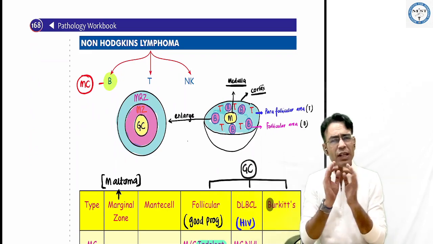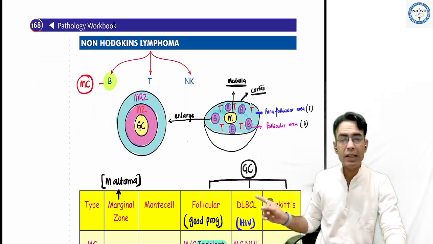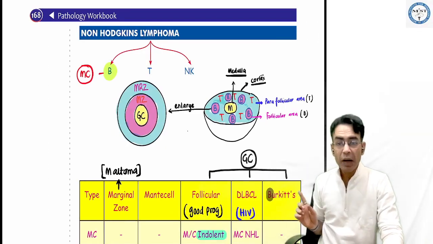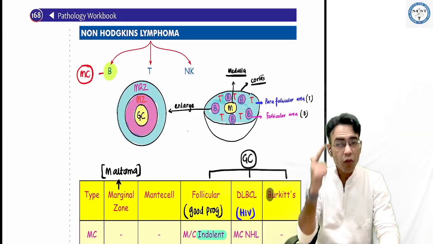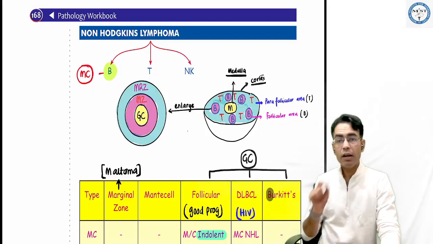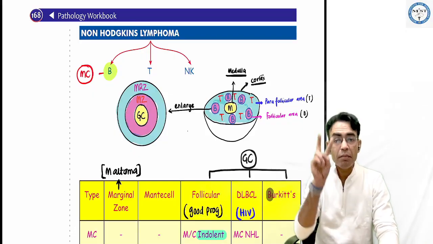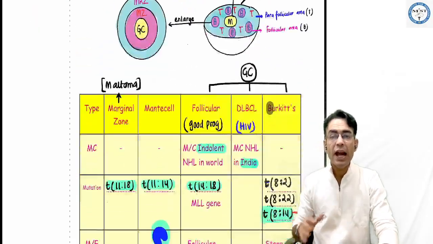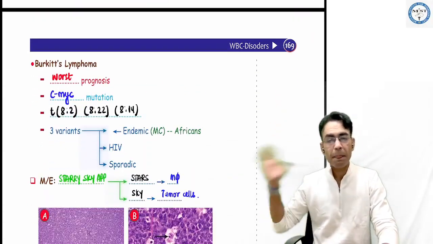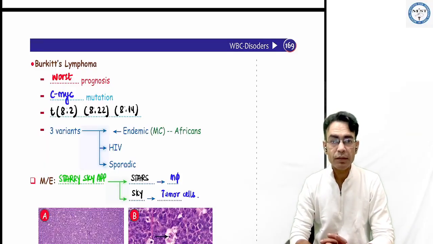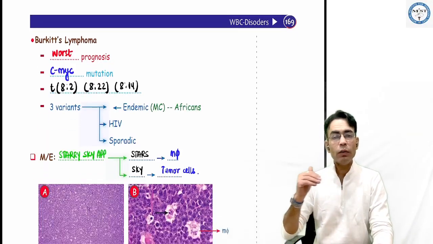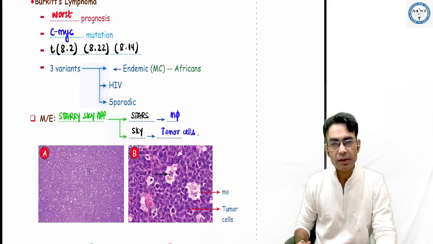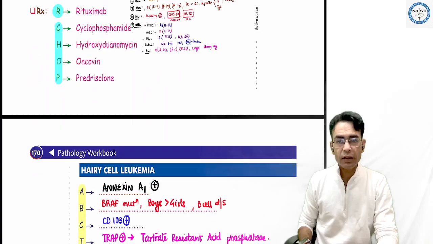And DLBCL, it is seen with HIV. भाई याद रखना HIV के साथ most commonly seen in India. And the BCL molecule is BCL6. Burkitt's, c-MYC mutation, worst. B. Every translocation starts with 8. B is an even letter, so 8;2, 8;22, 8;14. Most common is 8;14. And the appearance is starry sky. This is your Burkitt's. Okay. Now, आपको पता है stars are macrophages, sky जो है blue color, that is your tumor cells. Nothing, कुछ याद ही नहीं करना है इसमें.